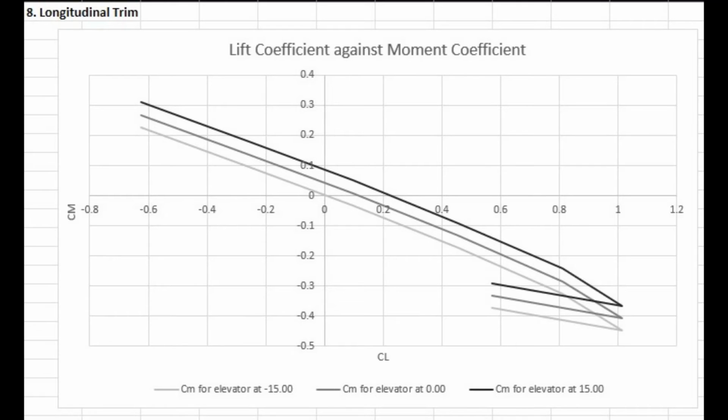Longitudinal trim is achieved at zero pitching moment. As such, it is ideal to choose the elevator setting which produces the highest lift, or highest CL, whilst producing zero pitching moment. This is shown at plus 15 degrees elevator setting.